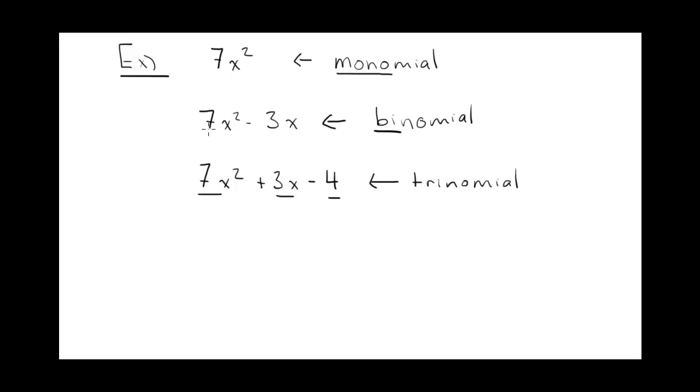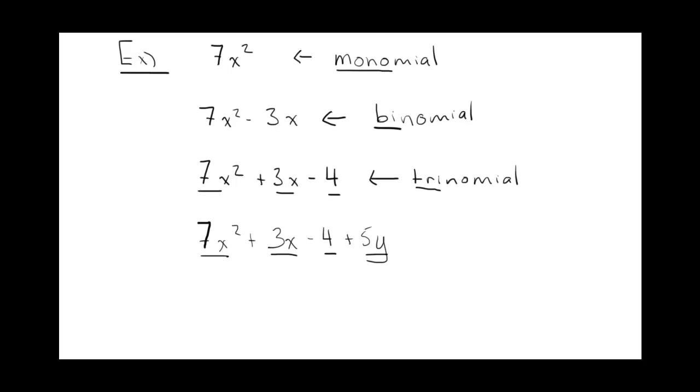Okay, and then you could keep going. You could have a 4-term polynomial. Let's keep using the same one, 7x squared plus 3x minus 4, and then whatever, plus 5y. So here you have 4 terms. 1, 2, 3, 4. So there are 4 different terms. We don't really have a name for 4 terms. We just call it a polynomial with 4 terms. There's monomial, binomial, trinomial, and then after that you just say four-term polynomial.